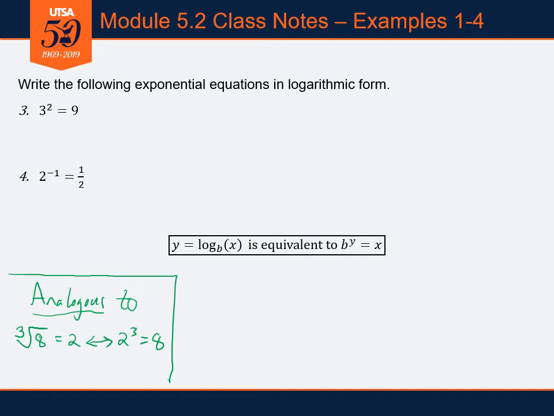I think it's easier to start with something we know and work toward something we're less familiar with. Like in example 3 here, I've got 3 squared equals 9, and I want to rewrite that in logarithmic form. And an exponential always has a couple different parts here. An exponential always has a base that we'll typically call b, a power.